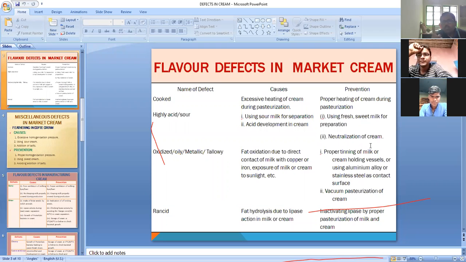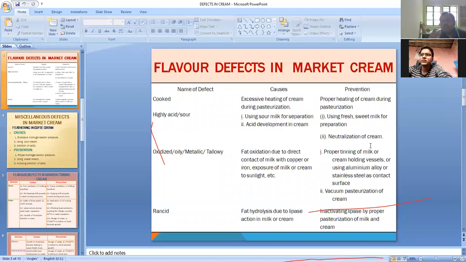So there are two reasons behind acidic or sour cream: the milk which is used for preparation of cream is slightly acidic, or you separate the cream from the milk and the cream is kept for a longer period of time, not processed into other products like butter. Acid development in the cream is also a reason.